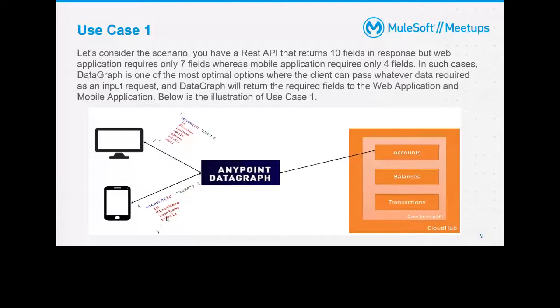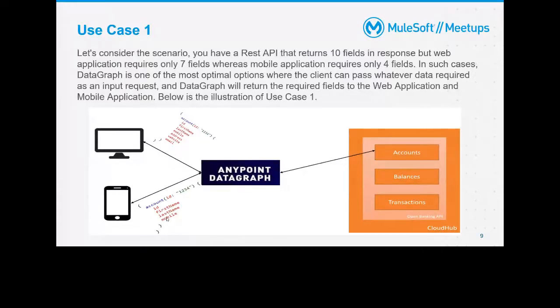Let's say in future the mobile application wants one extra field. What will you do? You will make the code changes and deploy the experience layer again, right? But with Anypoint Data Graph you can avoid that. You have a single data service, and you can request whatever fields you want from the Anypoint Data Graph, and it will take care of all those things.